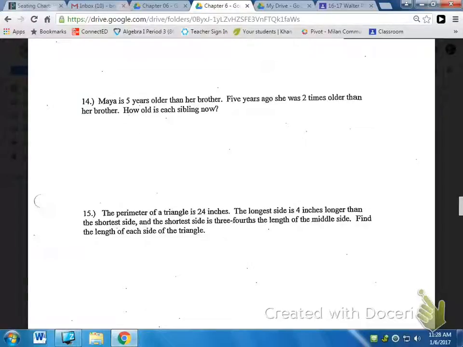So this is chapter 6, System of Equation Word Packet, and this is day 3. So we're going to look at another set of different type word problems that we've already done.